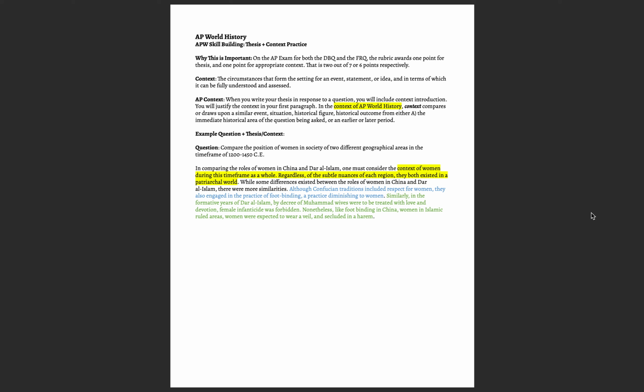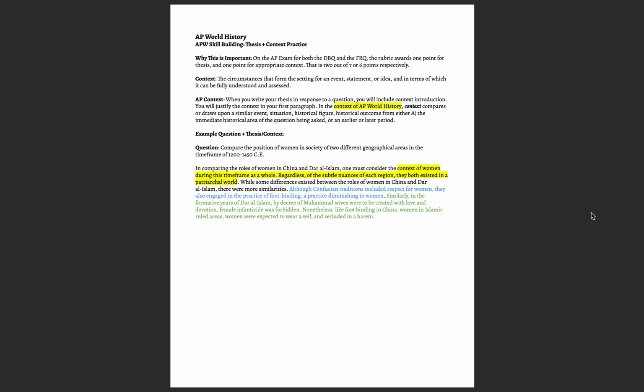So essentially, think about the context as you're providing the reader with more information, so that way they know that you can make connections to what your essay is going to be about, that you're able to kind of place the question you're responding to in proper context. So this is an example question plus thesis and context.